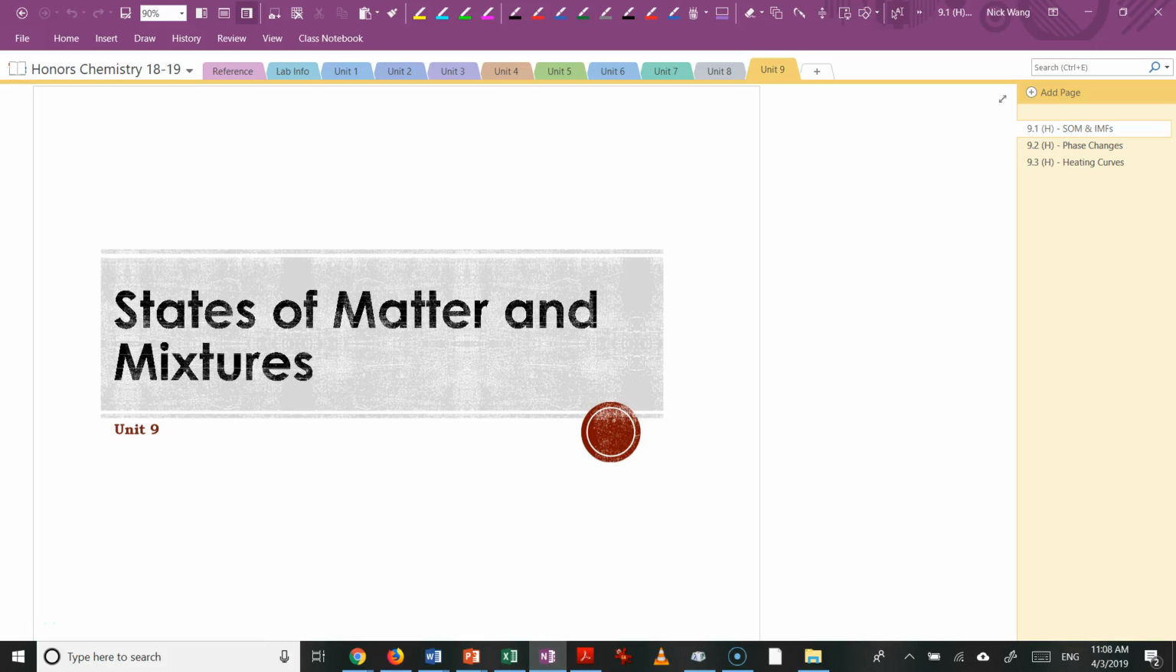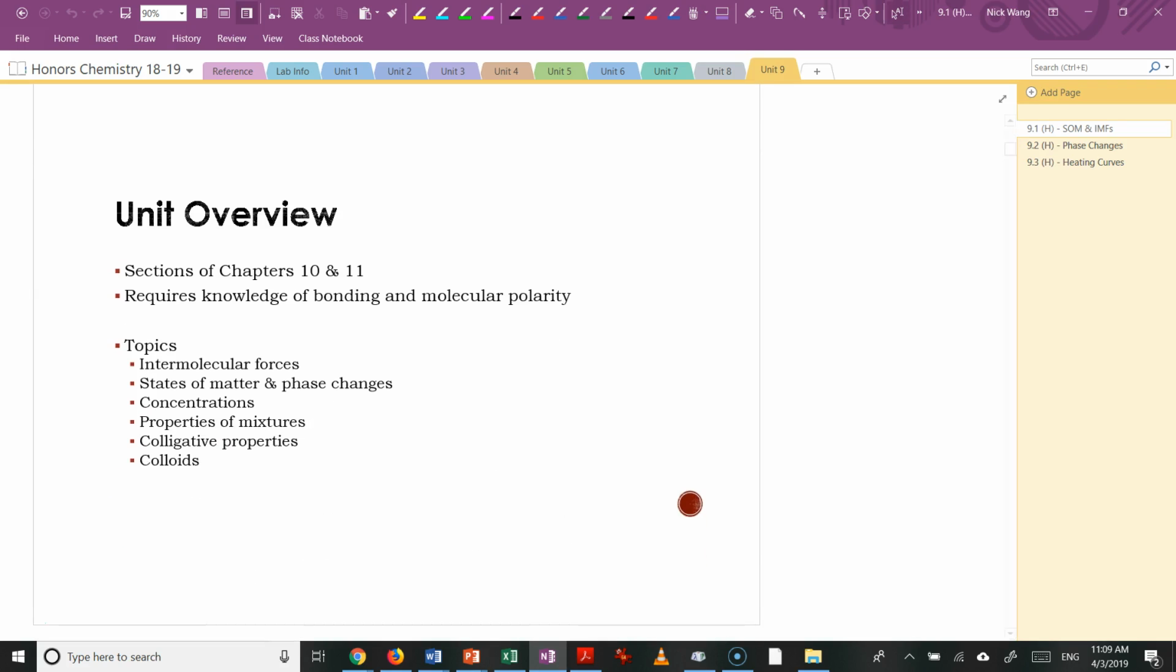This unit's going to cover quite a few concepts and rehash some of the old ones that we've used before. States of matter and mixtures are a lot of different parts that really make up this nice whole. Here's a quick overview. We'll be looking at chapters 10 and 11, and it's going to be helpful to have some knowledge of bonding and molecular polarity.